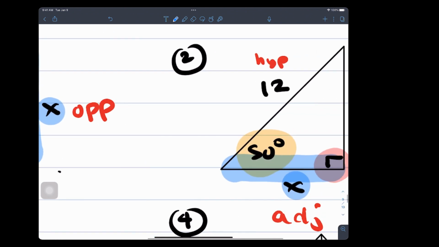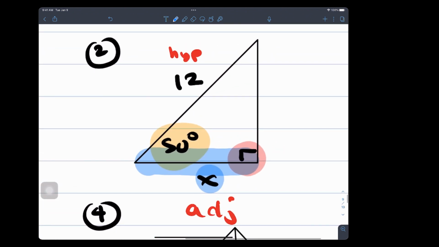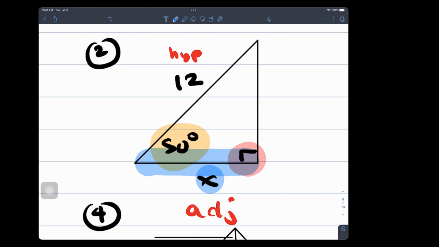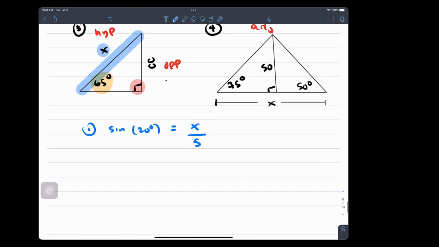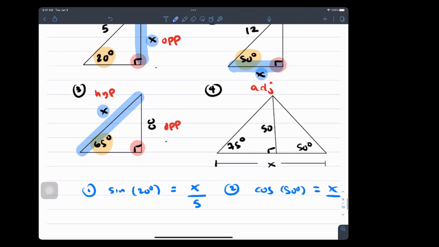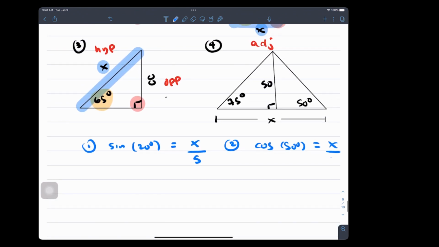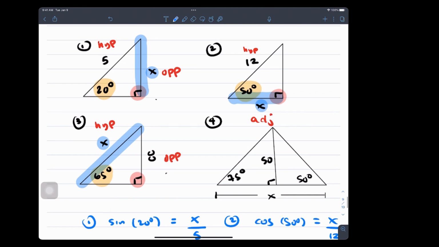Now let's compare and contrast for number 2. Number 2, which trig ratio has the following? Adjacent and hypotenuse. Cosine, good. So number 2, I will say this. Cosine of 50 degrees is adjacent over the what? Hypotenuse. There we go, X over 12.